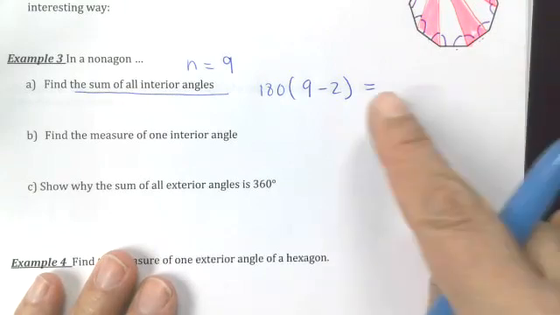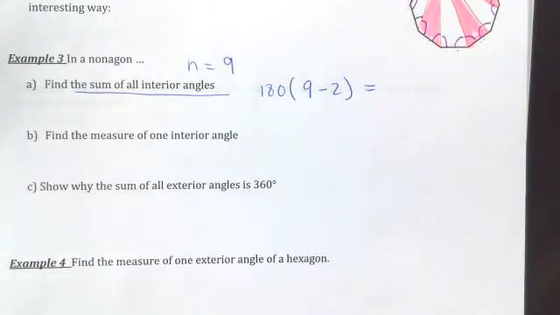Interesting, huh? Okay, so what do we get for 180 times 7?